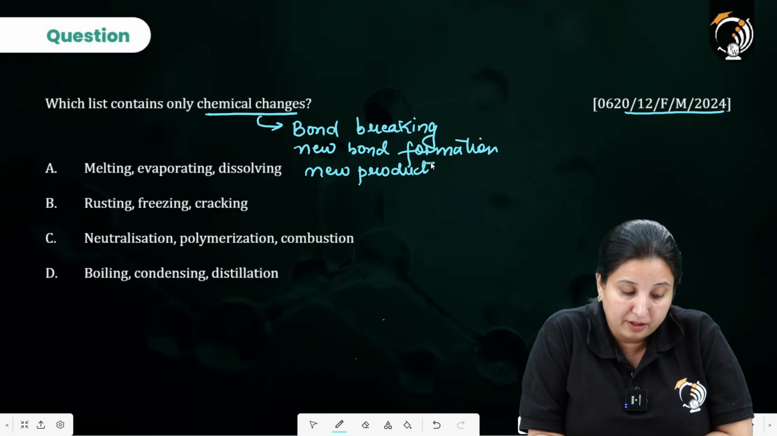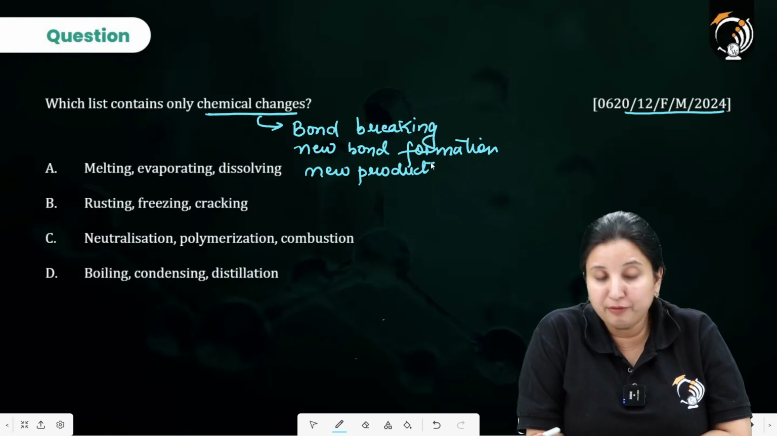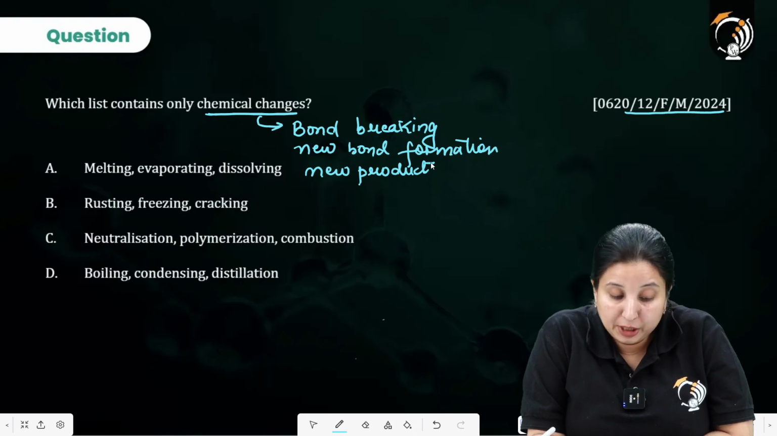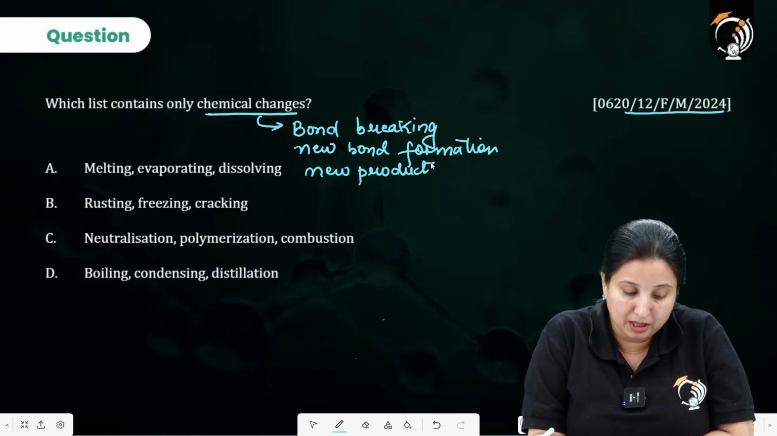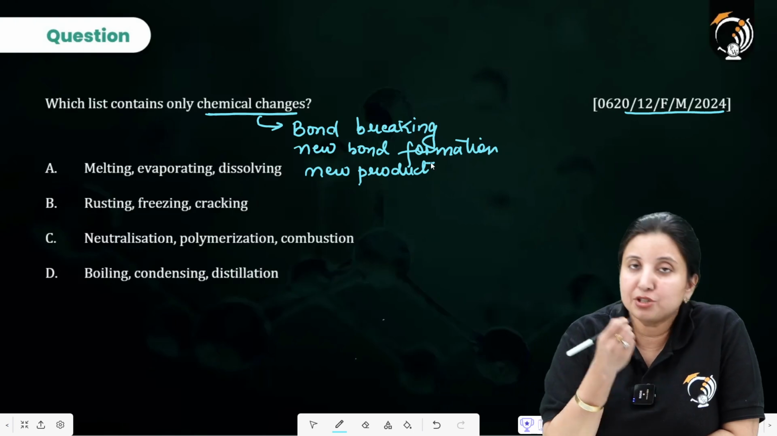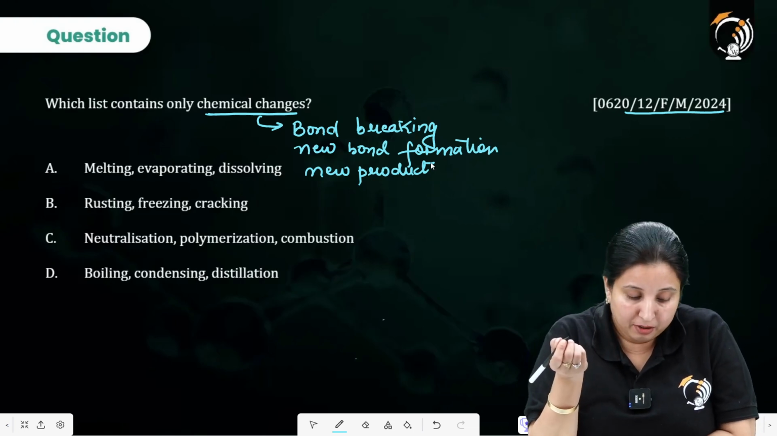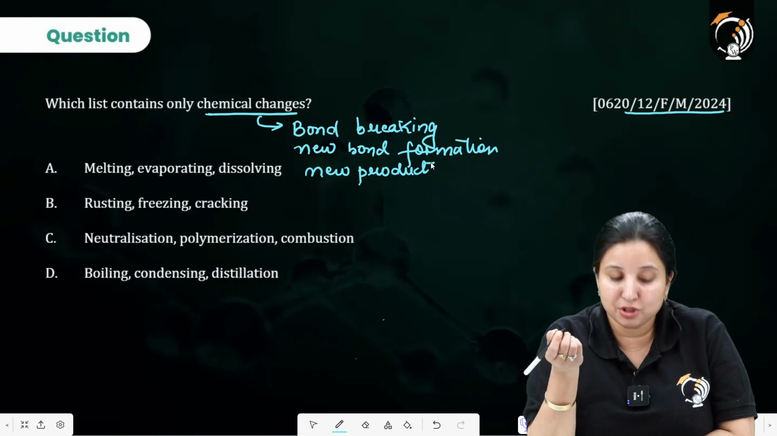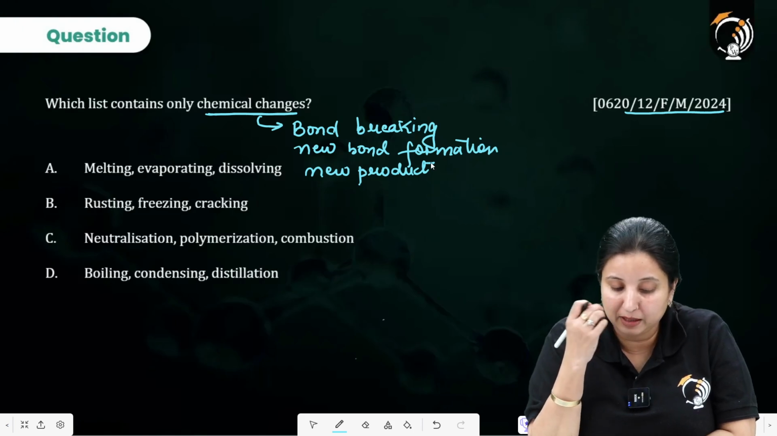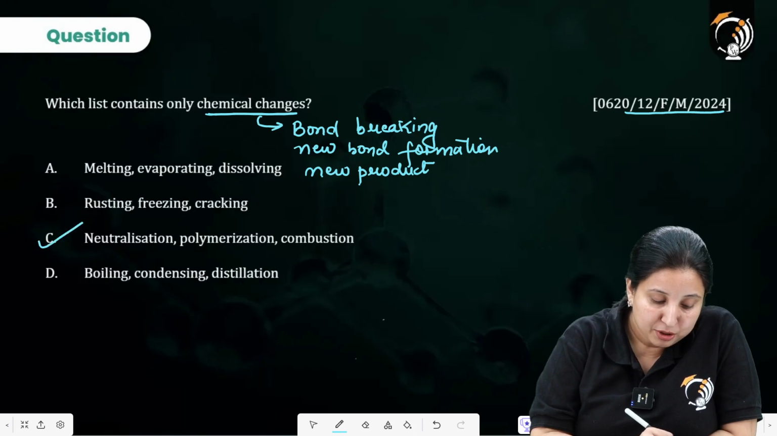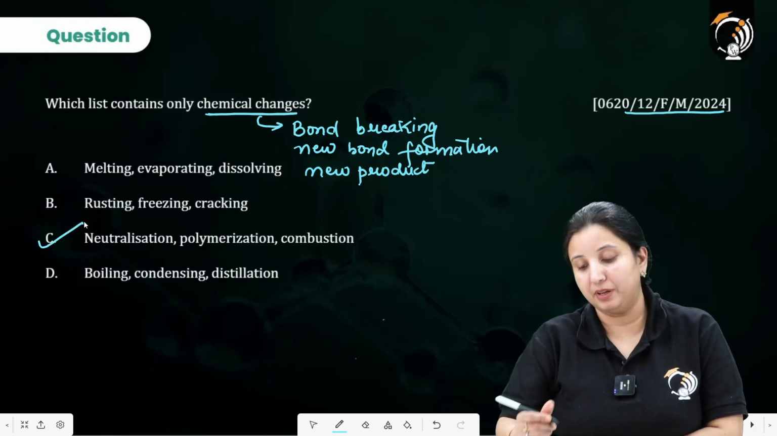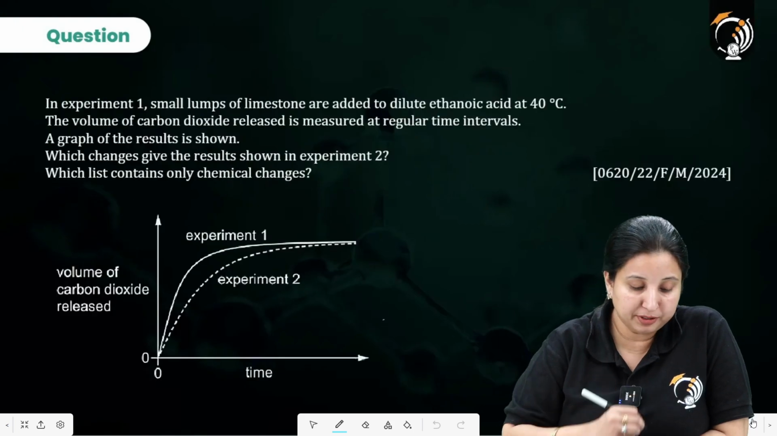If I talk about rusting, freezing, cracking, so freezing is not a chemical change. Neutralization, polymerization, combustion. Yes, in neutralization we get a salt and over here the water molecule. Polymerization also is an addition product, and in combustion also oxygen is added. So, option C is going to be our answer over here. Coming to the next question.